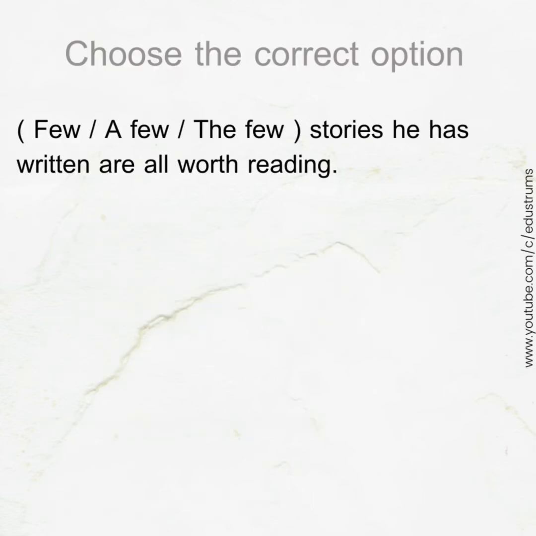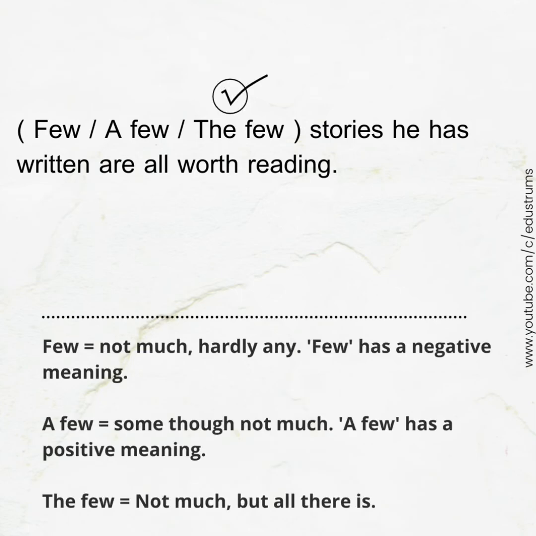Another example. Few, a few, the few. Stories he has written are all worth reading. The answer is the few. The few stories he has written are all worth reading. Here we are talking about the entire collection of stories. So the entire collection of stories he has written are all worth reading. The word all indicates the entire collection of stories he has written. Therefore, we use the few instead of a few.